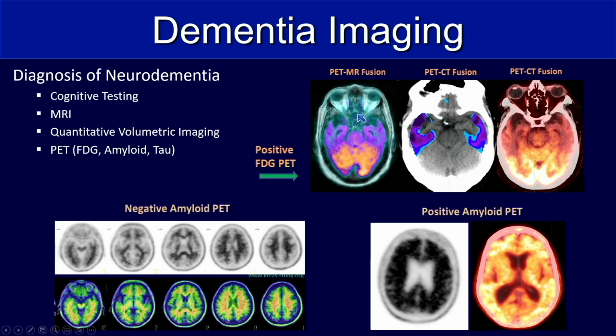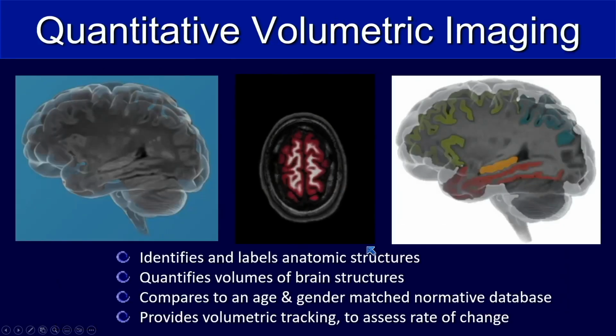This is a positive FDG where we see cortical hypometabolism in the temporal lobes here. This is the PET-MR fusion, PET-CT fusion, and another PET-CT fusion image. Just for reference, this is what a negative amyloid PET looks like, as sort of a tree and branch pattern where the cortex is light but the white matter is dark. And this is a positive amyloid PET, diffuse binding of the tracer throughout the cortex.